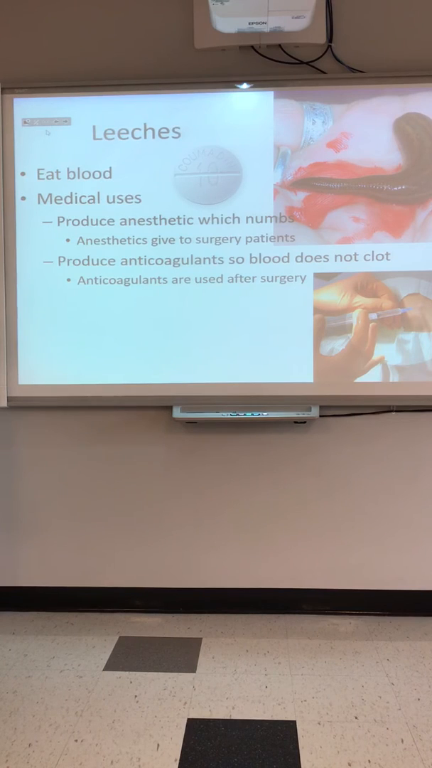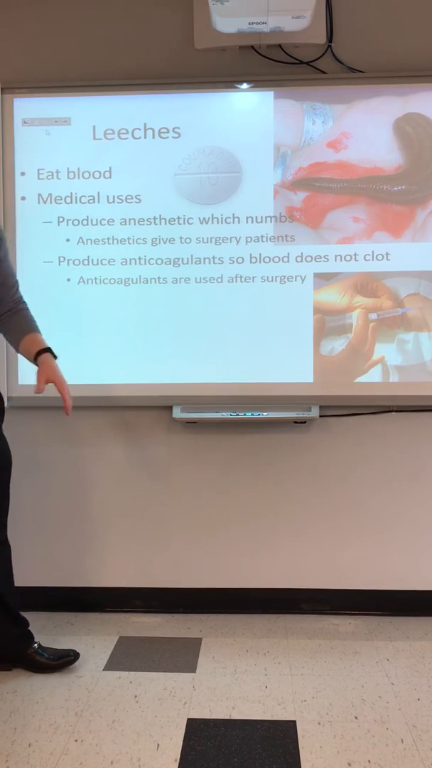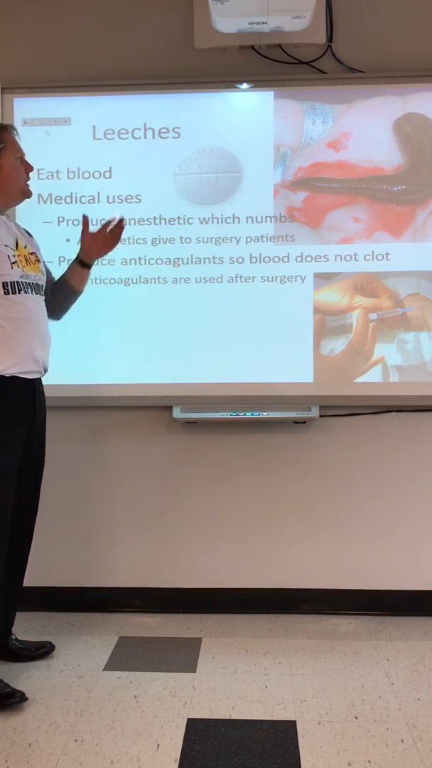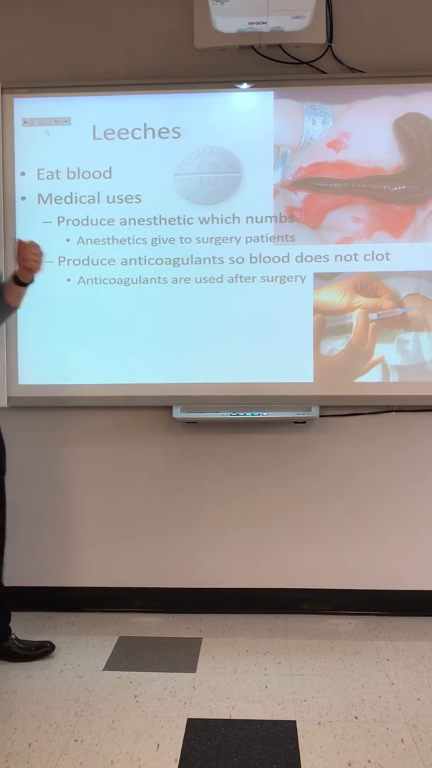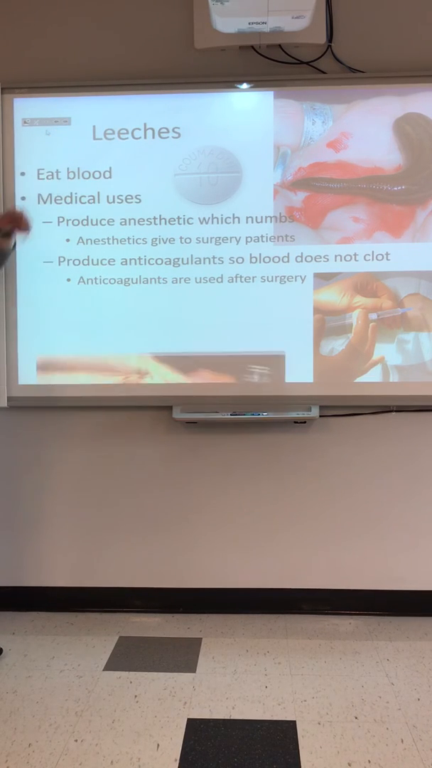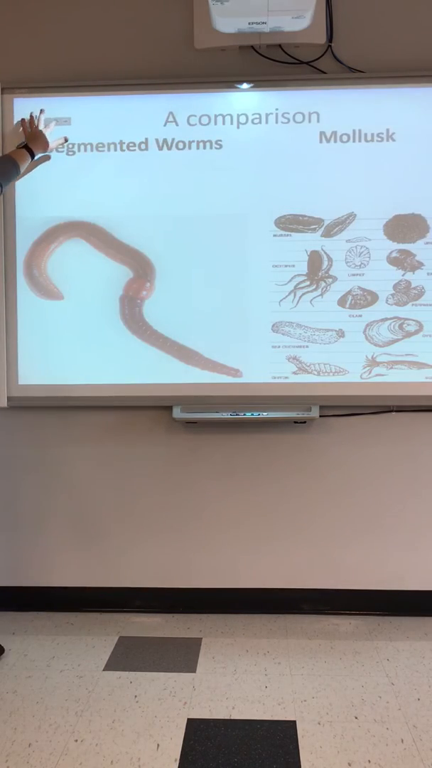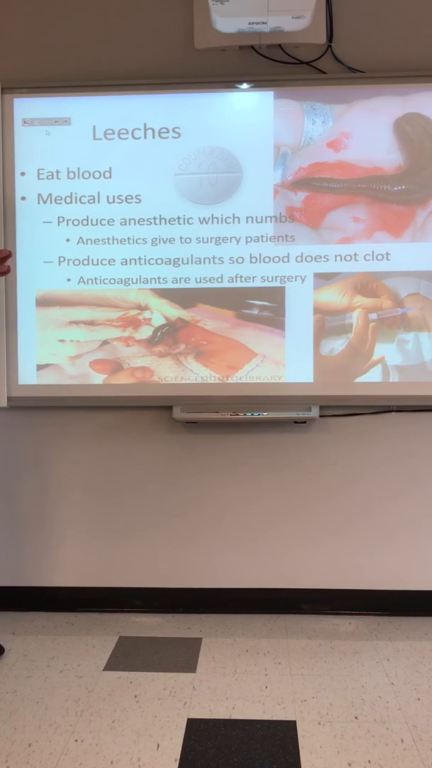They produce anticoagulants so the blood doesn't clot once they've got a wound cut open. Anticoagulants are also used after surgery to keep blood clots from happening. So we've taken a lot of things these leeches produce naturally, and we've developed it for our uses. All right. Sometimes leeches are used to keep blood flowing to amputated limbs, or once things are sewn back together, the leeches are put over those wounds to draw blood through there and try to get that circulation happening again.